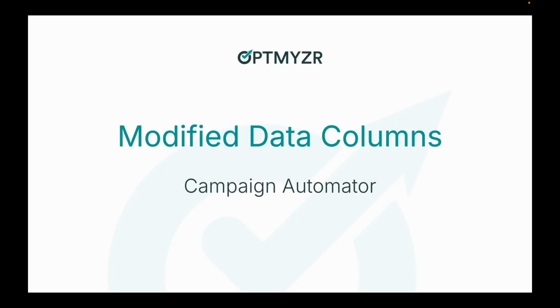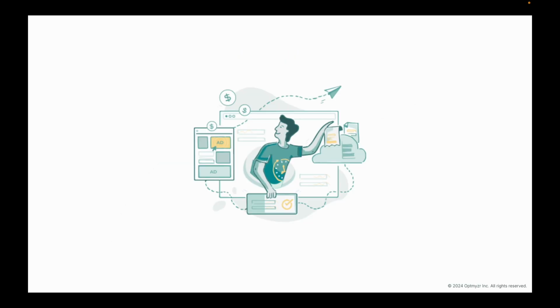Hey everybody! In this video we'll be talking about the Modify Data Columns feature in Campaign Automator. This feature allows you to modify data from your original data source, a spreadsheet, an inventory file, a merchant feed, without actually editing that source. Essentially, Campaign Automator will generate a virtual column that will modify the content of your data source so you can clean it up and adjust it without needing to touch the original file.